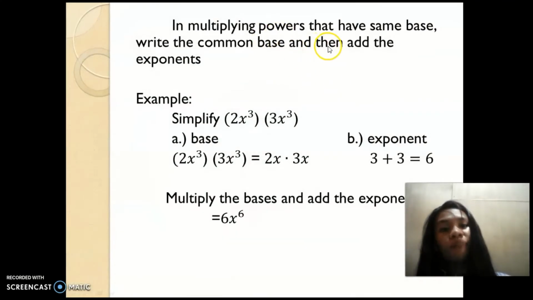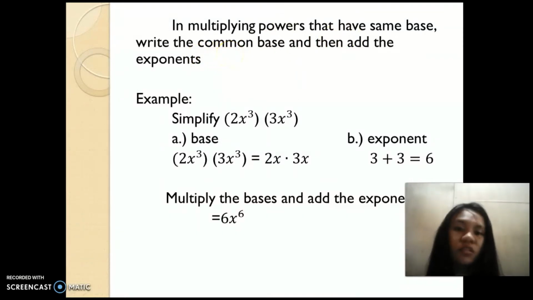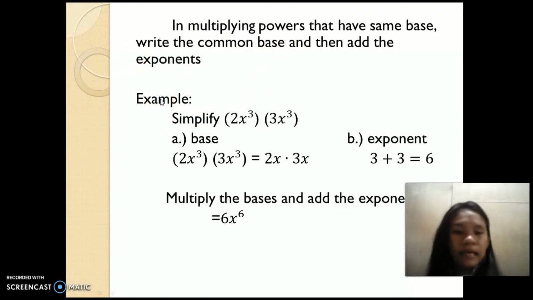In multiplying powers that have the same base, write the common base and then add the exponents. So if they have a common base, we're just going to write the base and then add the exponents. We have an example here. Simplify 2x raised to 3 times 3x raised to 3.